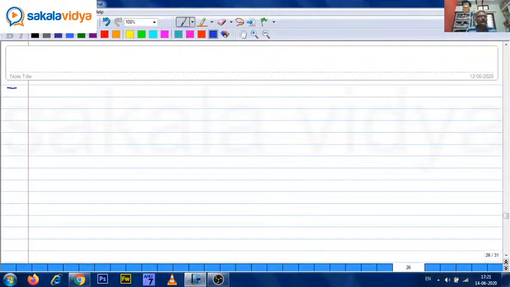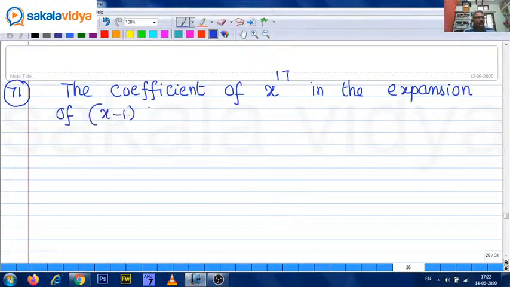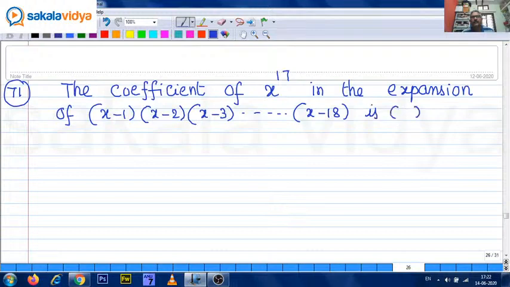Seventy-one. The coefficient of x to the power of 17 in the expansion of (x minus 1)(x minus 2)(x minus 3) and so on up to (x minus 18) is: first option 164, second option minus 171, third option 194, fourth option 221. This is the question.